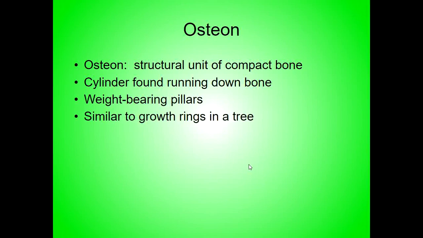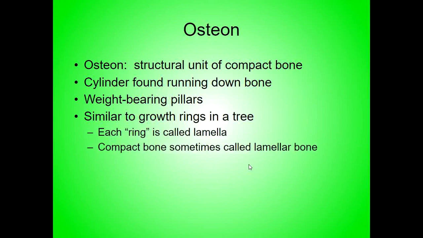And they're very similar to the growth rings on a tree. But of course, you don't go count your osteon to see how old you are or anything like that. But they do look like, if you cut a tree down and you see the rings on a tree, the osteons look a lot like that. And each ring is sometimes called the lamella. And so because of that, you'll see in some textbooks, or maybe even a professor may refer to compact bone as lamellar bone because of that.